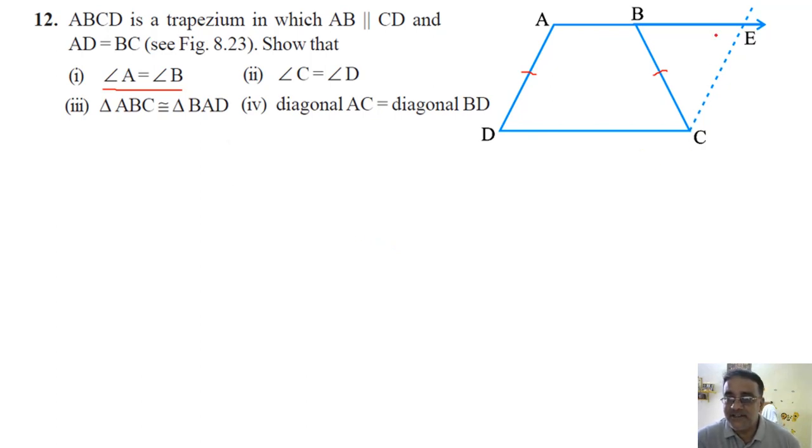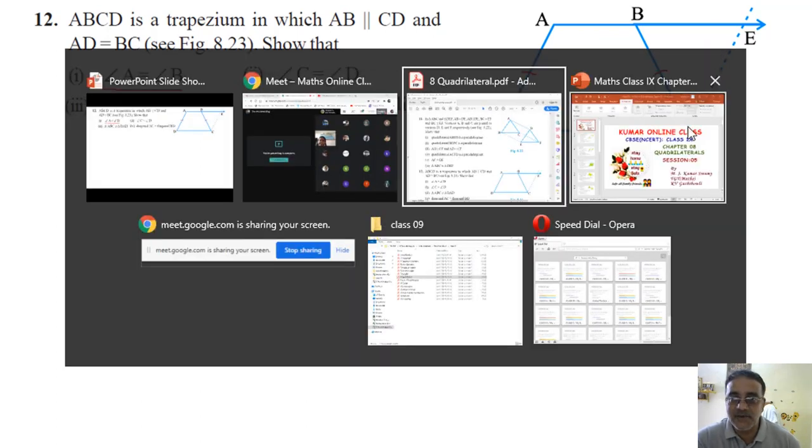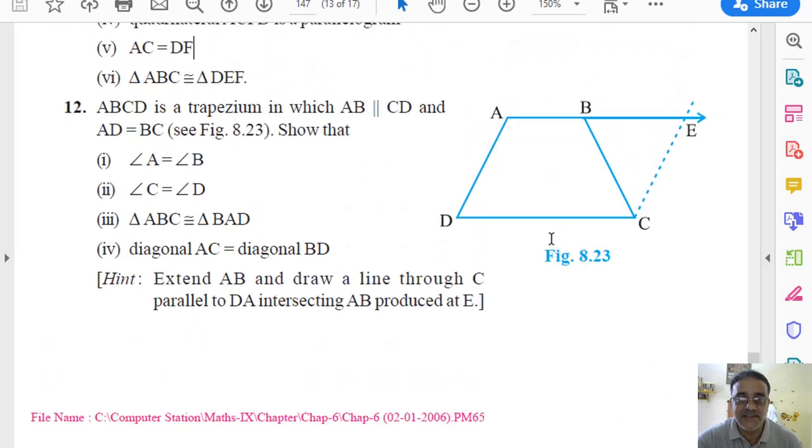In this one, the construction is already there in the textbook. That construction is mentioned; this is your textbook. It is written: extend AB and draw a line through C parallel to DA. Both will intersect at point E. Only ABCD is a trapezium is given, and this is the part of construction. Construction is clear to all of you?